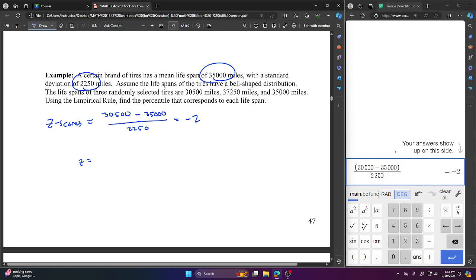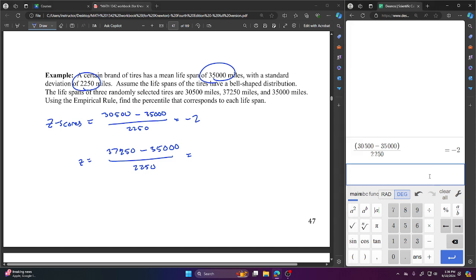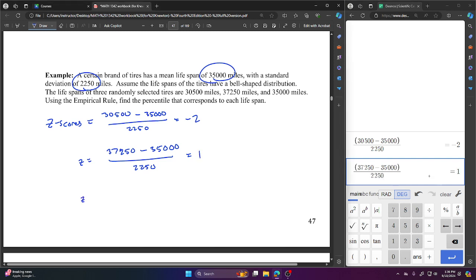What am I going to put here for the second one? The value. 37. Yep, 37 to 50. Same mean, same standard deviation. Let's see what this gives me. Okay. 37 to 50 minus this value here, divided by this value here. Oh, okay, cool.